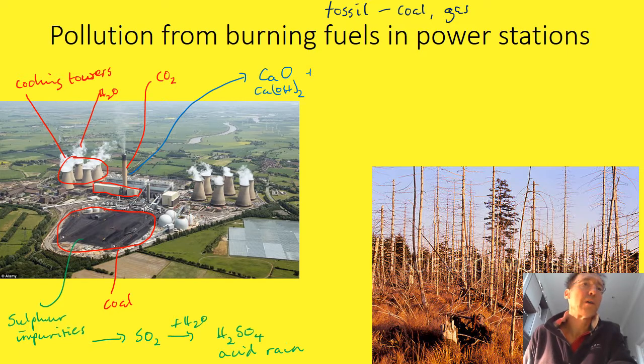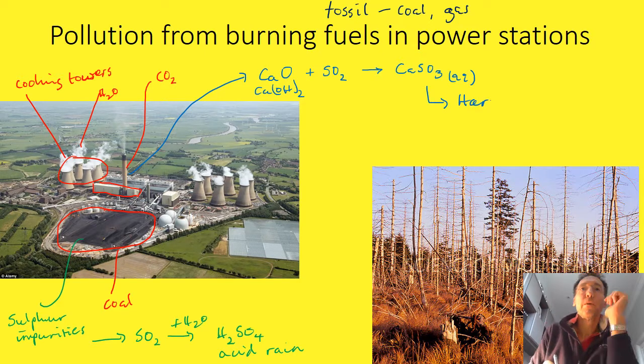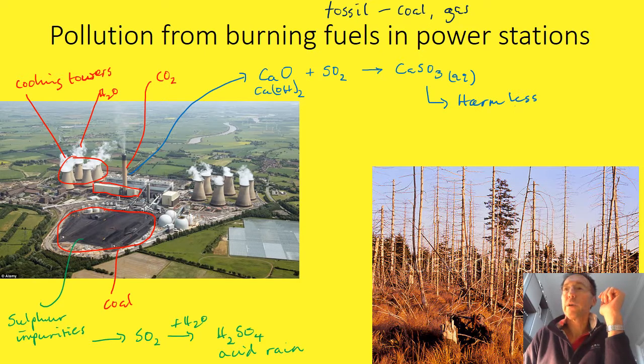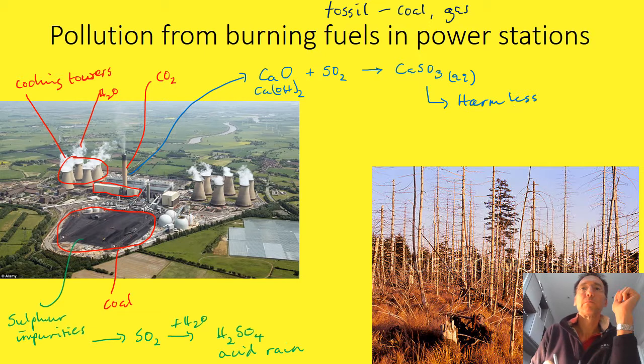So in the exhaust is your sulfur dioxide that you want to remove, because you don't want it to go into the clouds and create acid rain, and instead in the chimney it reacts with the calcium oxide slurry and makes calcium sulfate, which is harmless. And so that's how we avoid acid rain, by extracting the sulfur dioxide from the flue gas of the power station.